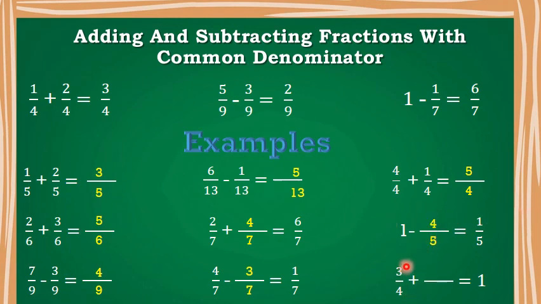The last one, 3 over 4 plus what equals 1. Okay, the denominator here is 4. So I cancel number 1 and put 4 over 4. And far makes what? Far makes minus. Put the denominator out, which is 4. Then 4 minus 3 will be 1.